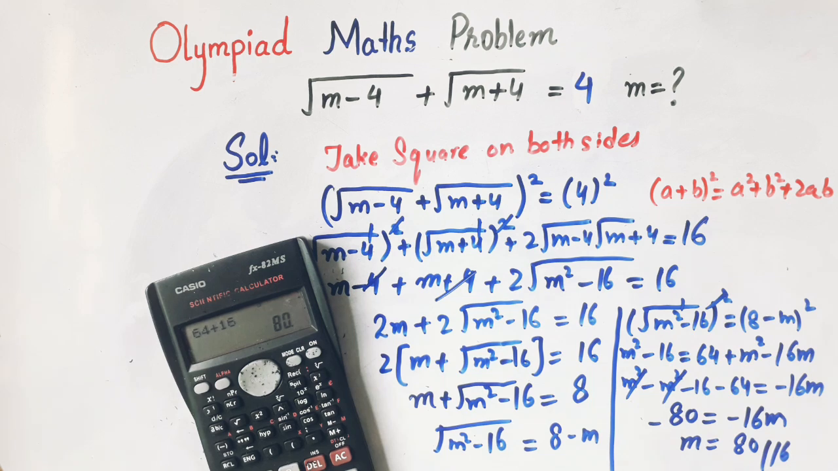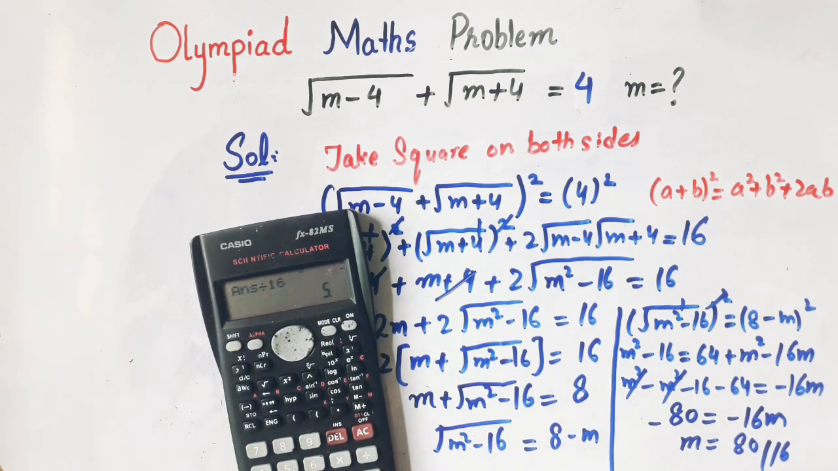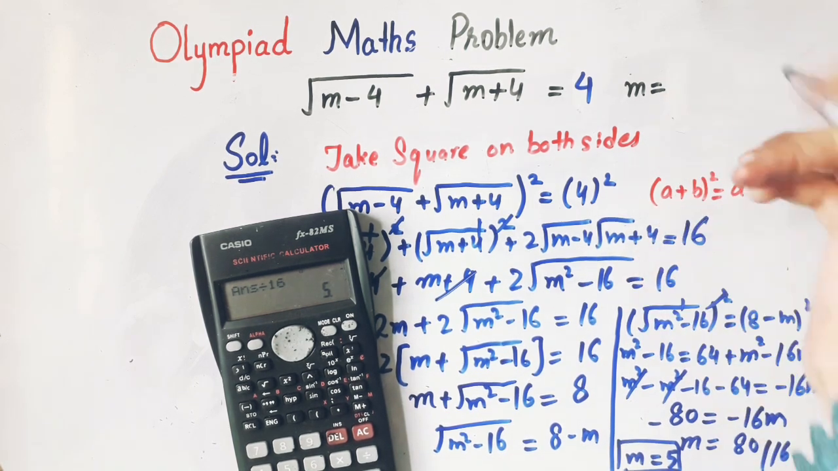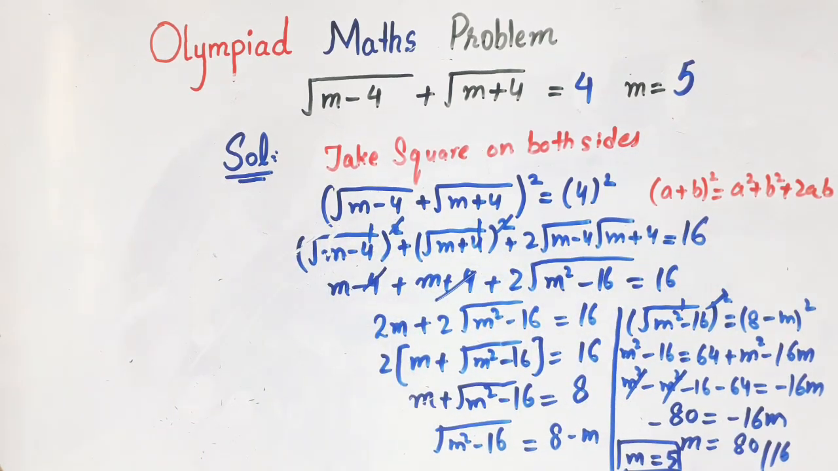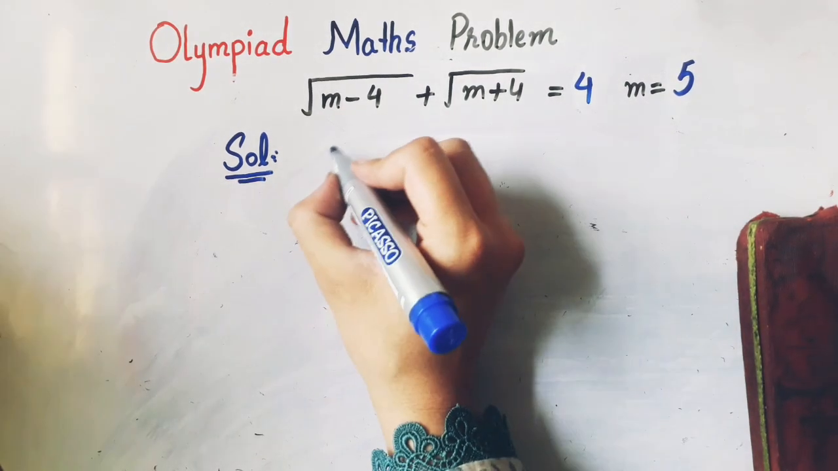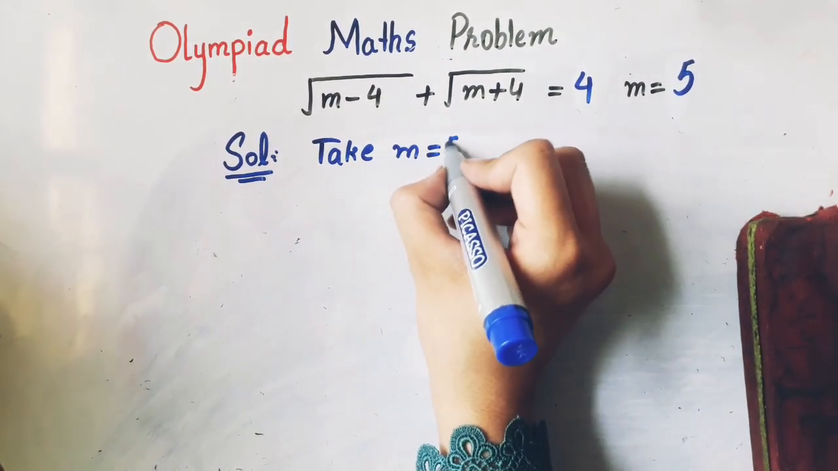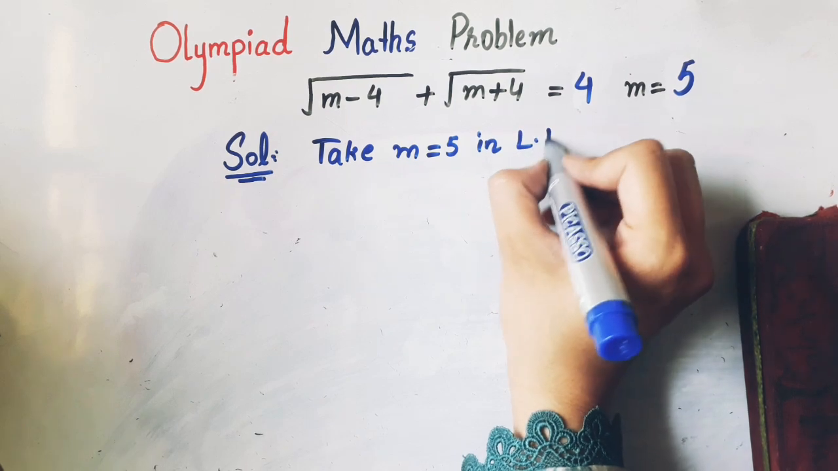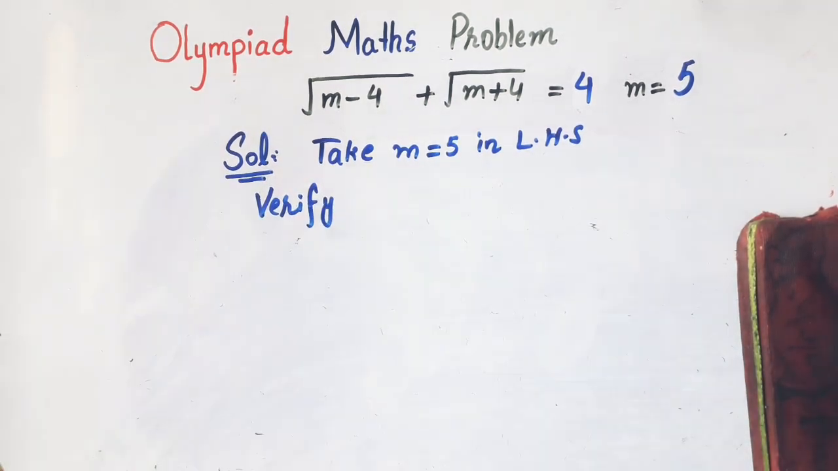So we get the value of m: 80 divided by 16 is 5. So write m equals 5. Write the answer here. Now we will do the verification, to check whether our answer is correct or not. So in the left hand side, take m equals 5 in the left hand side. Verify this.